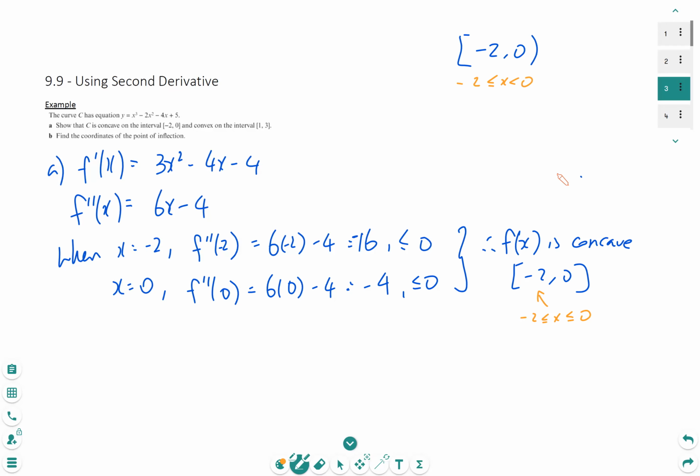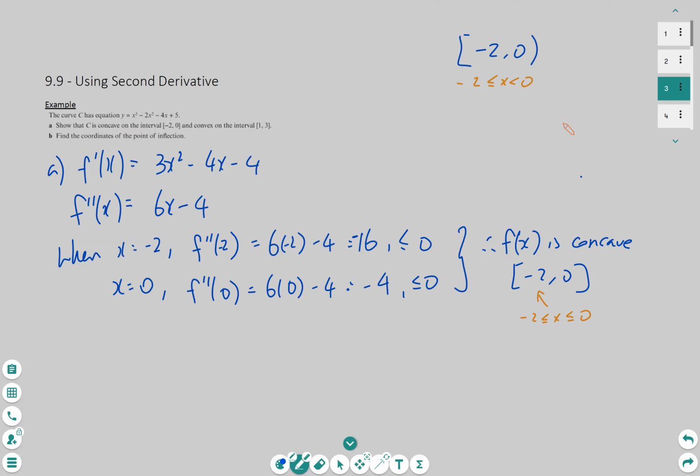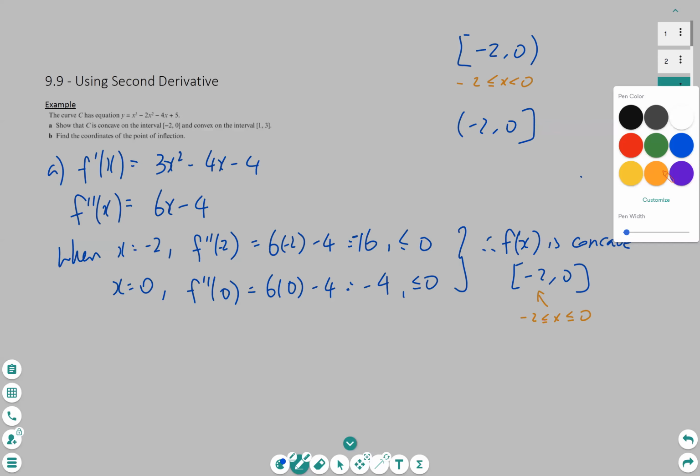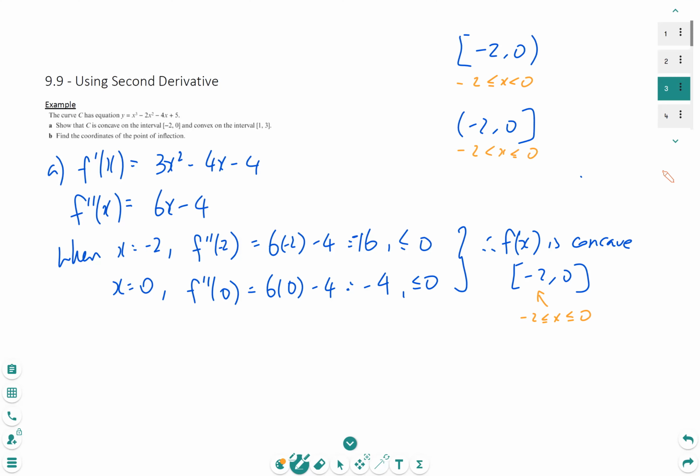A curly bracket means we're including, and a round bracket means we're not including. Whereas if we have, let's say, this one, minus 2, 0, this means minus 2 less than x less than or equal to 0. It's not a big deal, but we usually write intervals in this way. Right, next one. What about 1 and 3?